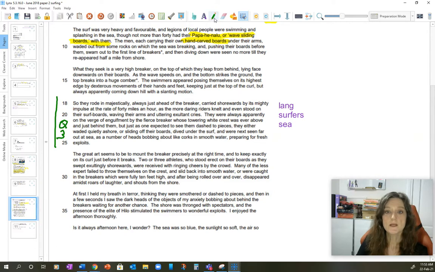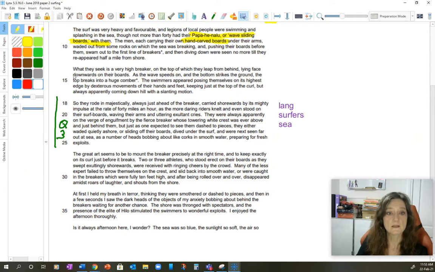So that's about the boards again. Face downwards on their boards. I think that's a similarity, and I think we're going to be looking for differences.